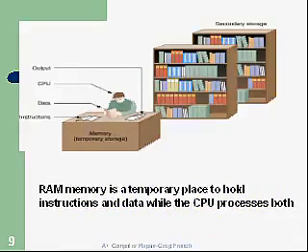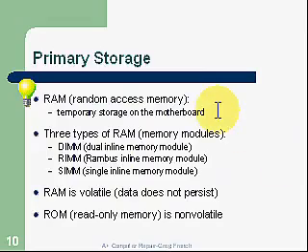Primary storage. RAM, random access memory, temporary. It resides on the motherboard. There's three types of RAM primarily. We have DIMMs, dual inline memory modules. We have RIMs, the RAM bus inline memory module, and SIMMs, which are fairly old technology, single inline memory modules. The RAM again is volatile. Data does not persist. It goes away if you remove power. There's also another type called ROM, read-only memory.